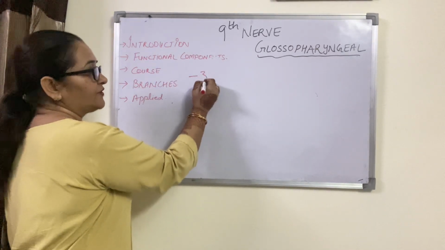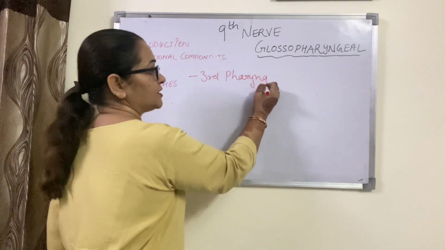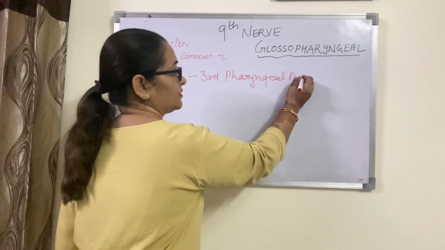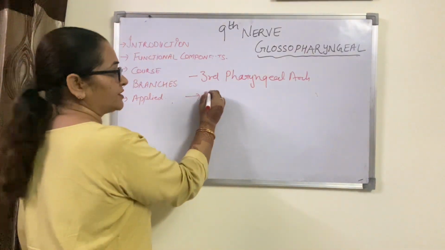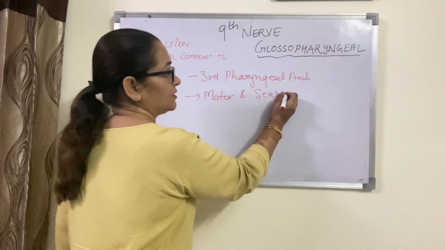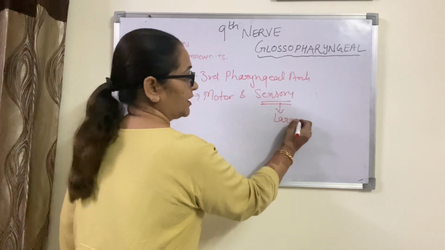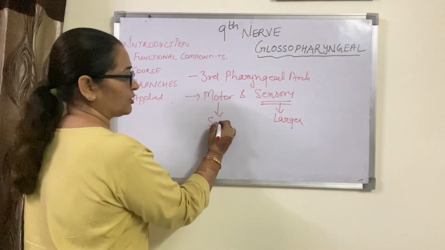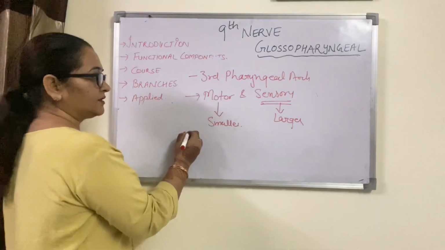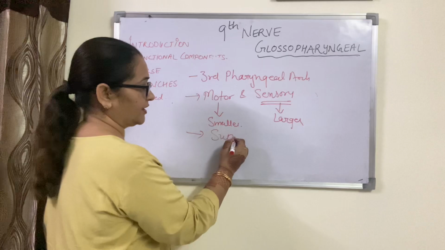the nerve of the third pharyngeal arch. Developmentally, if we see, it is the nerve of the third pharyngeal arch. Now it has two components, that is motor and sensory. The sensory component of this nerve is the larger one and the motor component is the smaller one. Then this nerve bears two ganglia, that is the superior and inferior ganglia.